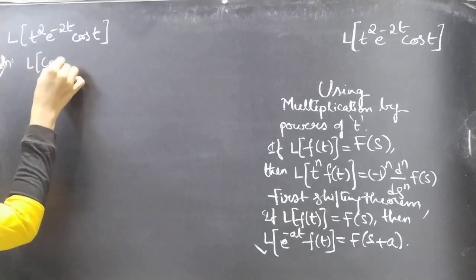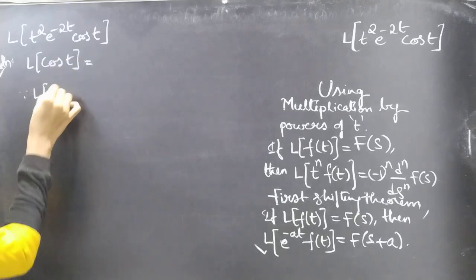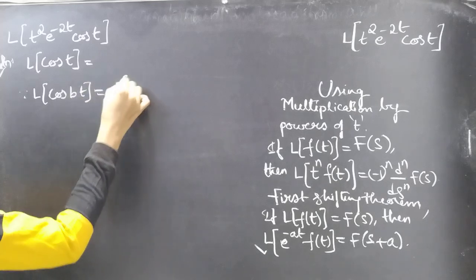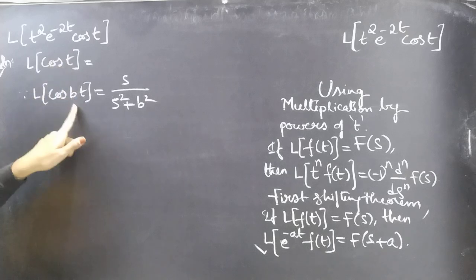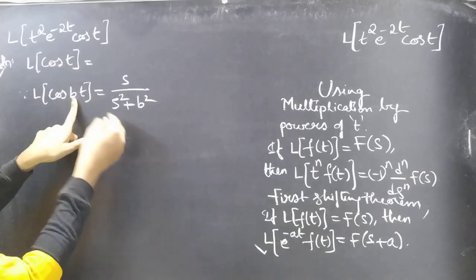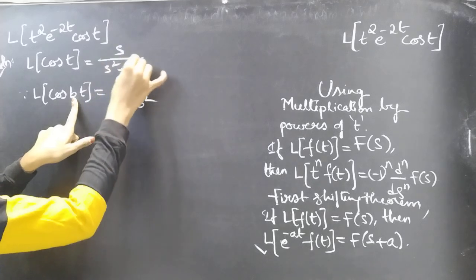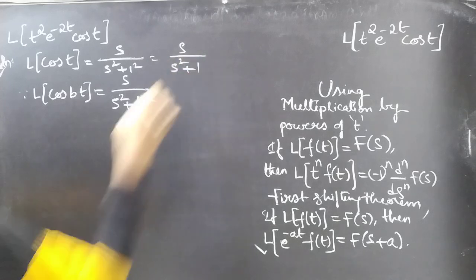L of cos t, we need to find this. Since we know that L of cos bt equals s by s square plus b square, right? By comparing these two, we'll get b equal to 1. So substitute b equal to 1 in the formula, we'll get s by s square plus 1 square, which is s by s square plus 1, right?